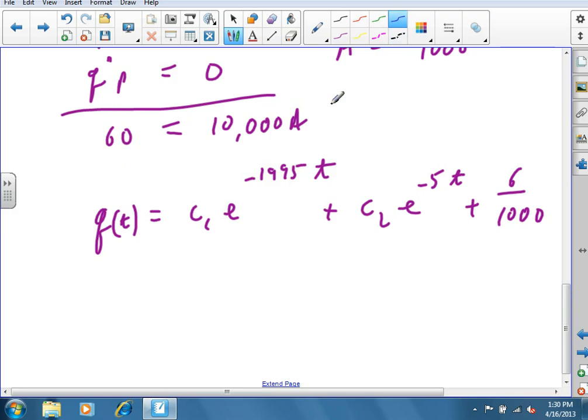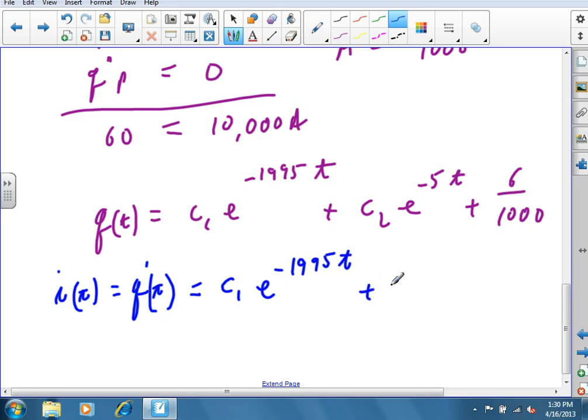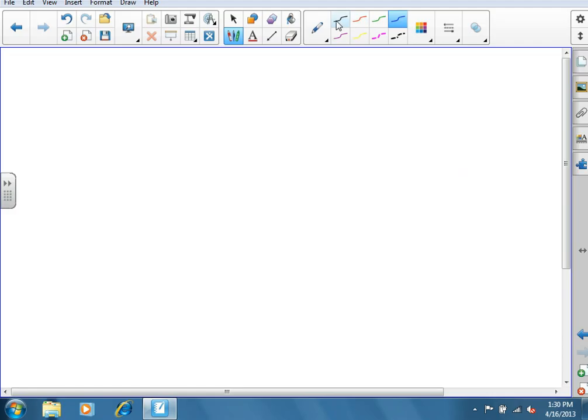And I of t, which is what we're looking for, is equal to the derivative of the charge. And again, the constant of integration is just going to be sucked into those constants: C1 e to the minus 1995t plus C2 e to the minus 5t, and then that term goes away because it's just a constant. All right. Two more, and then we get to do Laplace transforms, which are even more fun.